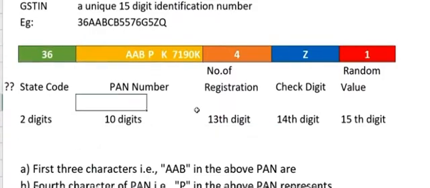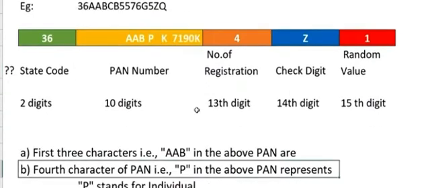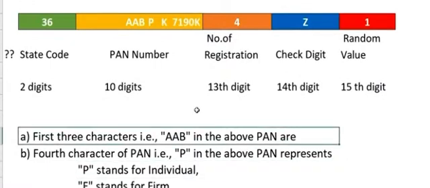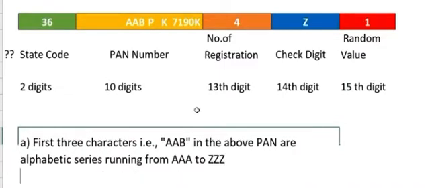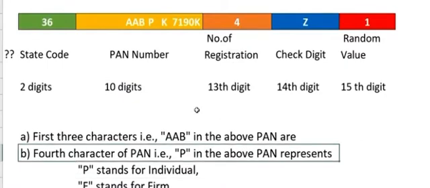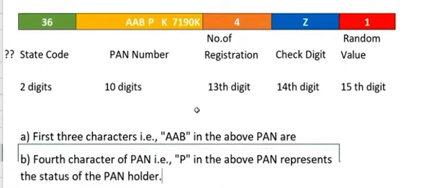If you see, I said the 3rd to 12th digits are the PAN number. Again, this PAN number will have some meaning. We'll see what is the meaning. The first three characters of a PAN number will be an alphabetic series running from A to Z. It can be anything. And next, the fourth digit of the PAN number represents the status of the PAN holder.